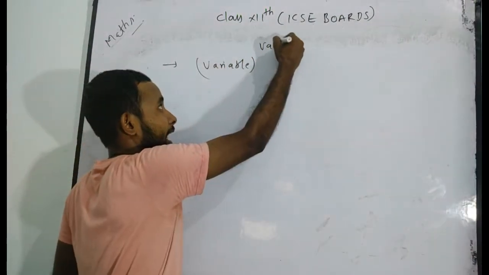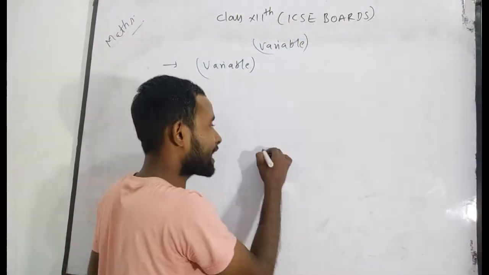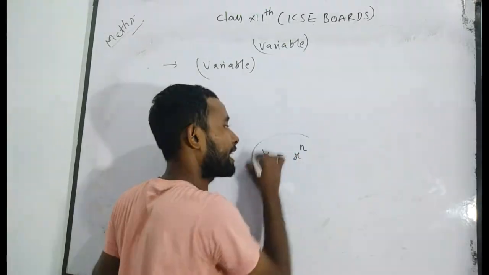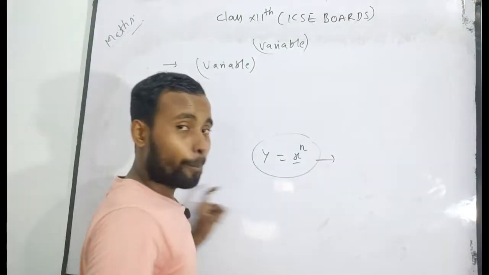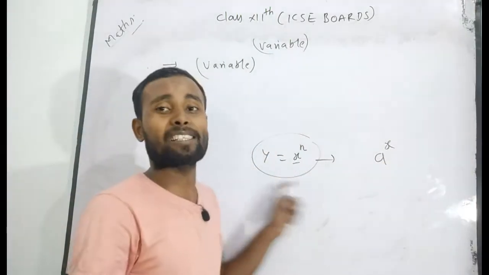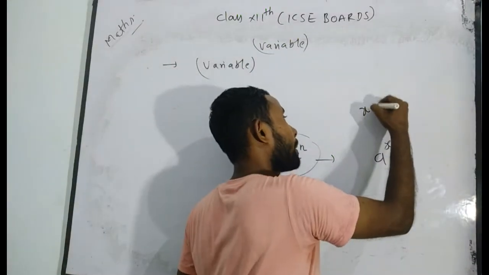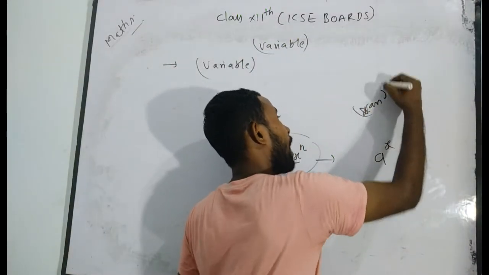Suppose, as I have already told you, the given expression is x to the power n, you can differentiate it because x is a variable and n is a constant. If the given problem is y is equal to a to the power x, a is a constant and x is a variable, you can differentiate. But if the given problem is variable to the power variable, how can you solve it?